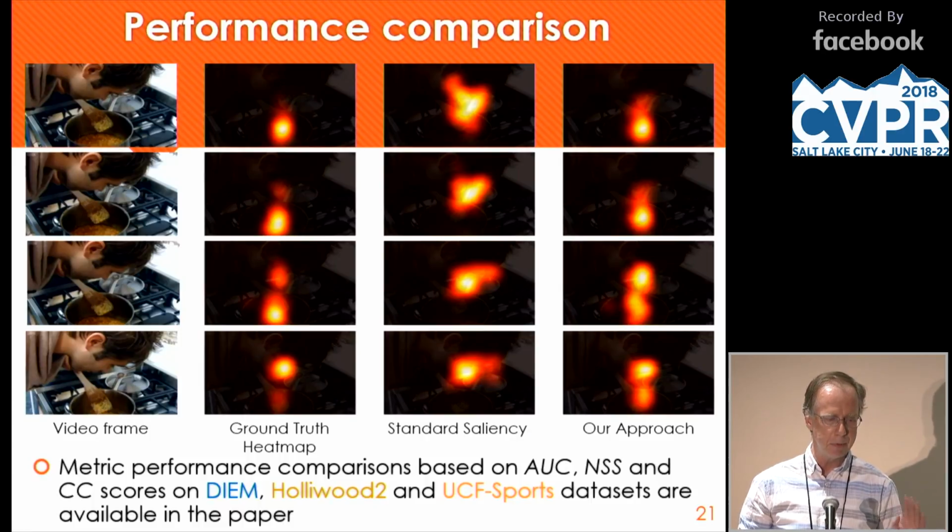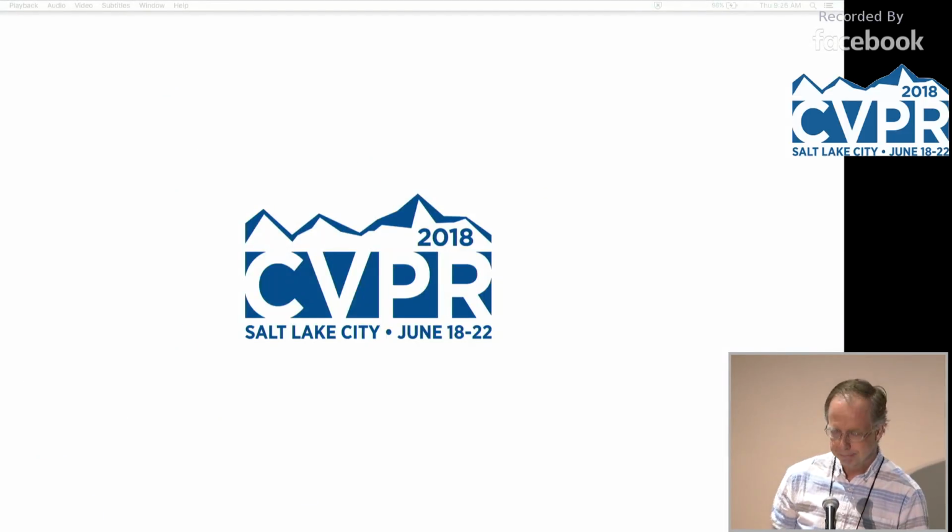Here we have the same sequence we saw before. On the left, we have the ground truth. We have the shift of attention. In the center, we have static saliency, which doesn't change. And our method sort of mirrors the actual dynamic ground truth attention.